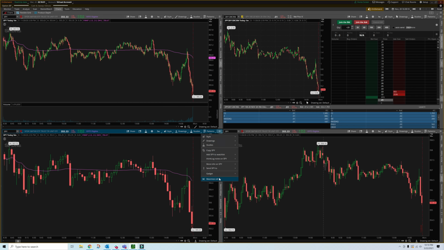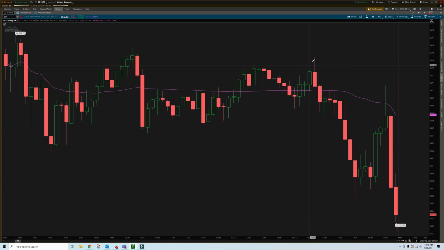So pretty quickly, let me maximize this cell. This is the Thinkorswim platform, and again, this is the 5 minute chart. I have a little line here, so let me delete that. In order to do it, this is what I basically end up doing.